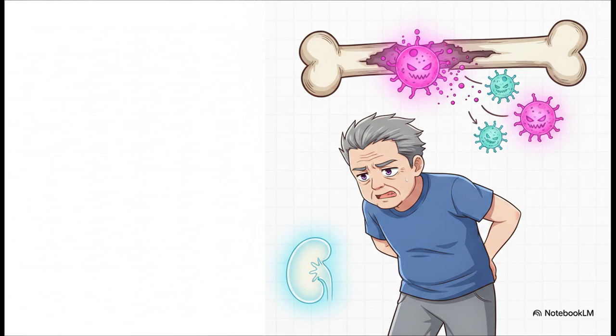If you guessed D, multiple myeloma, you hit the nail on the head. The pathogenesis here is a clonal malignant plasma cell proliferation right inside the bone marrow. And those destructive lytic lesions, they're actually driven by osteoclast activating factors.